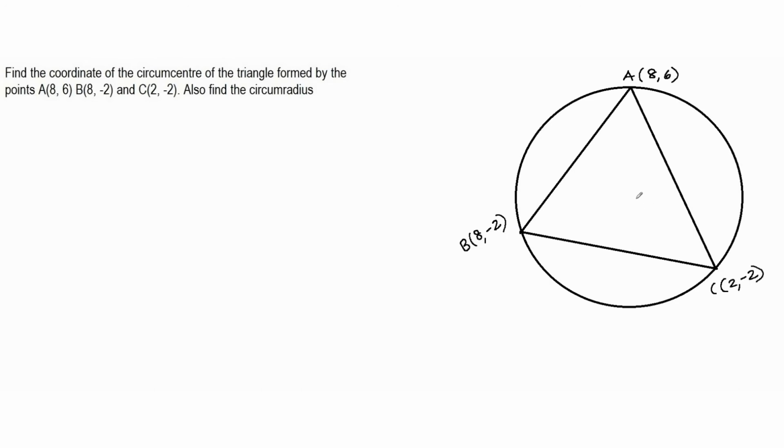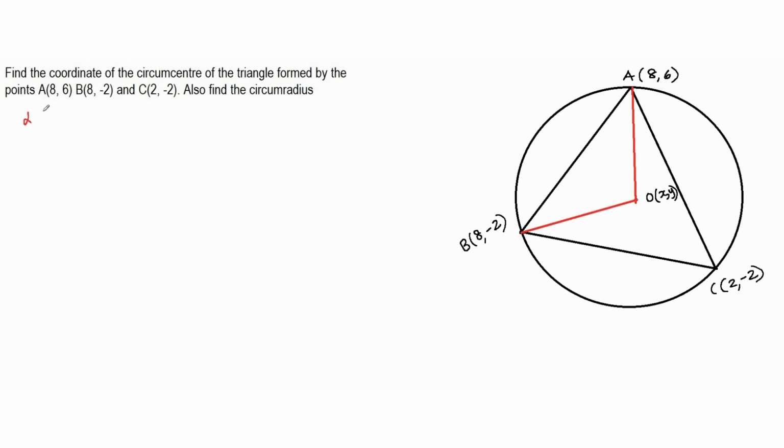I want to find the coordinates of the circumcenter. So the center is here. Let the coordinate of this circumcenter be O of x, y. And we also want to find the circumradius, right? So I would use the concept that OA is equal to OB, right? Because these two lengths are equal.